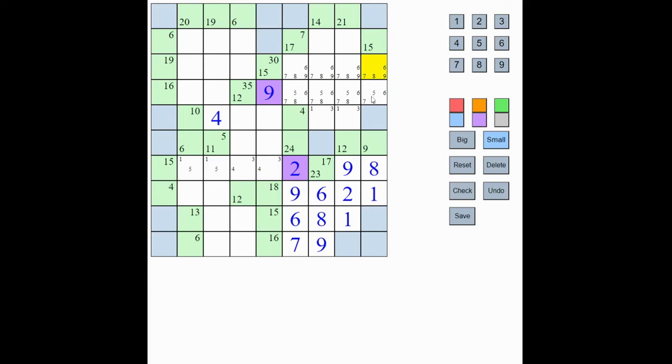Let's look at the 15 here. So if this is 8, then that would be 7. Obviously this can't be 5 because then we'd need a 10. So 6 and 9.